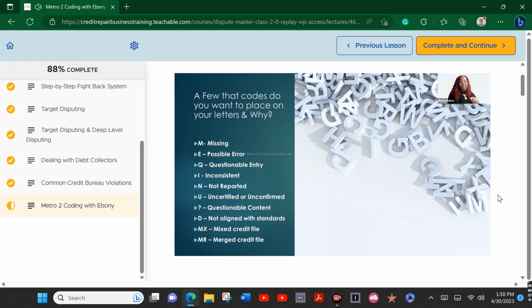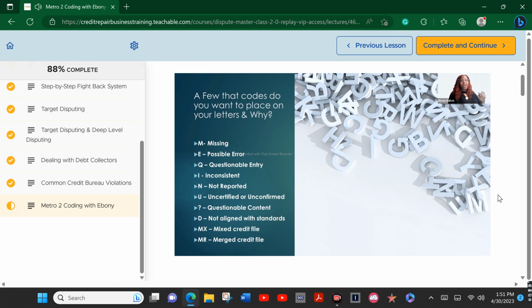MX is for a mixed credit file. And then MR is for a merged credit file. If you're asking what's the difference between a merged credit file and a mixed credit file, if you are a junior, a senior, a second, a third, a fourth, and that is all mixed in, guess what? You've merged. That is actually not a mixed file, it's a merged file, because it's someone else in your family with the number, the files have been merged together and they just need to be separated. A mixed file is when information has been mixed with someone of the same name or same last four of the social or things like that.